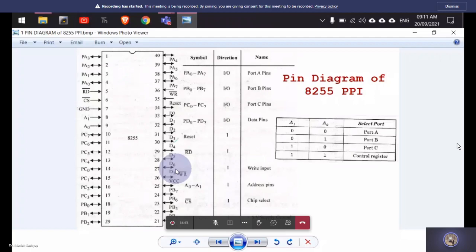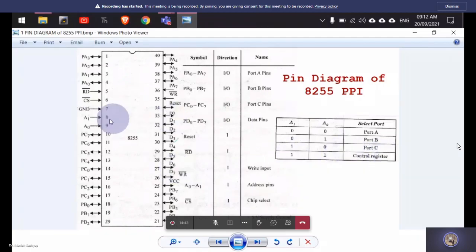So this is the structure of this IC. There are these two pins, A1 and A0. Now these A1 and A0 pins have got the functionality of selecting this port A, port B, or port C, right? Or control word register, depending upon whatever value is supplied to this. So if it is 00, port A will be selected. If it is 01, port B will be selected. For 10, port C will be selected. And for 11, this control register will be selected.